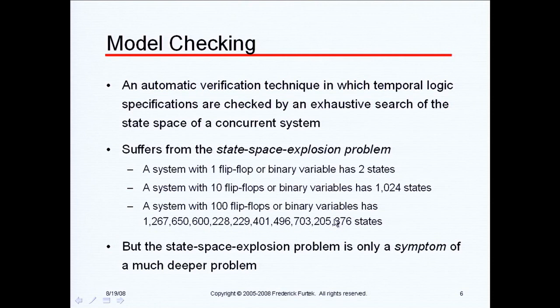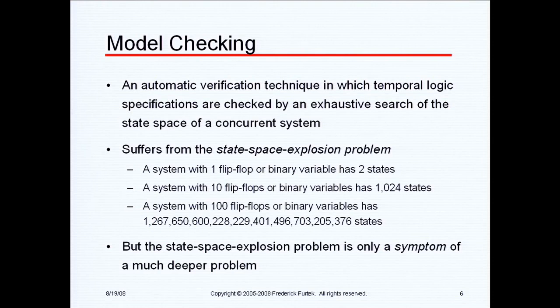Now, for the past 30 years, the efforts in model checking have been directed at mitigating the state space explosion problem. And they've developed some quite impressive heuristics. For example, they've gotten to the point where they can handle hundreds of binary variables, flip-flops. They can't handle, as far as I know, thousands or tens of thousands. And of course, there are systems with a great many more than a few hundred binary variables.